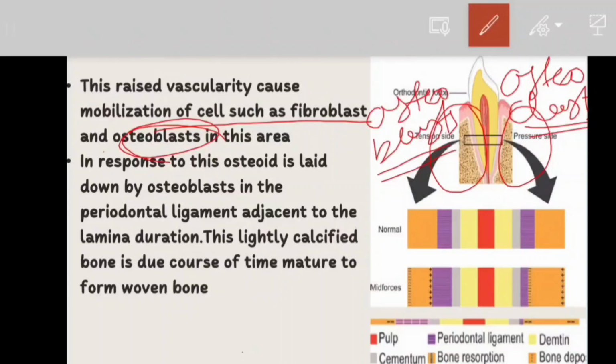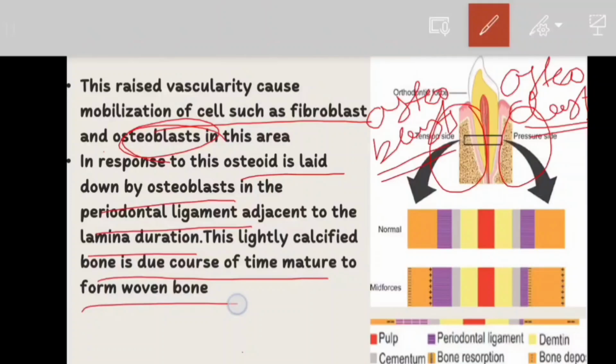In response to this, osteoid is laid down by osteoblasts in the periodontal ligament adjacent to the lamina dura, and this slightly calcified bone in due course of time matures to form the mature bone. What is osteoid? It is an immature bone matrix. Over time, this calcifies and eventually forms the mature bone.